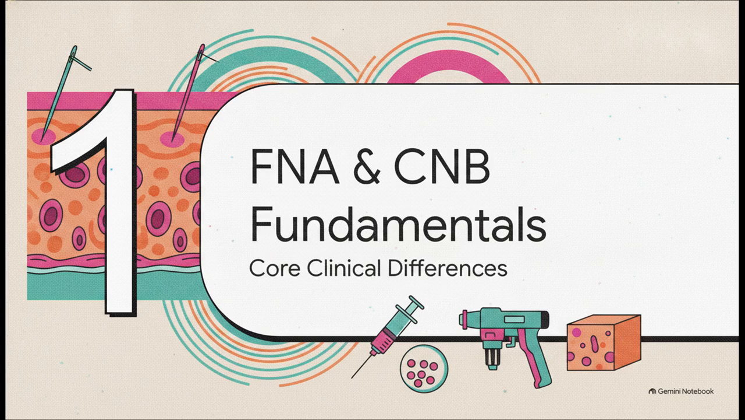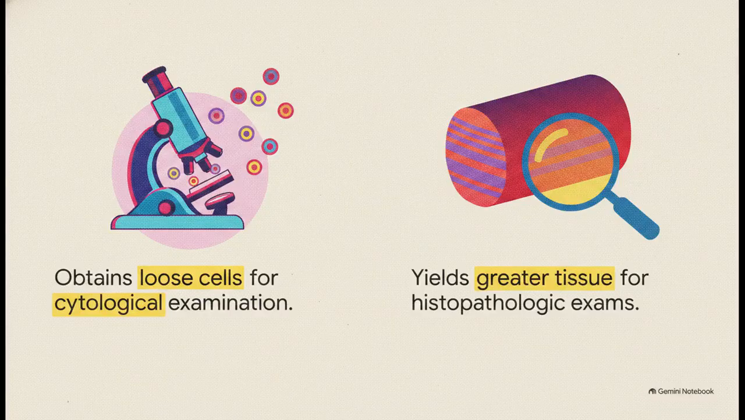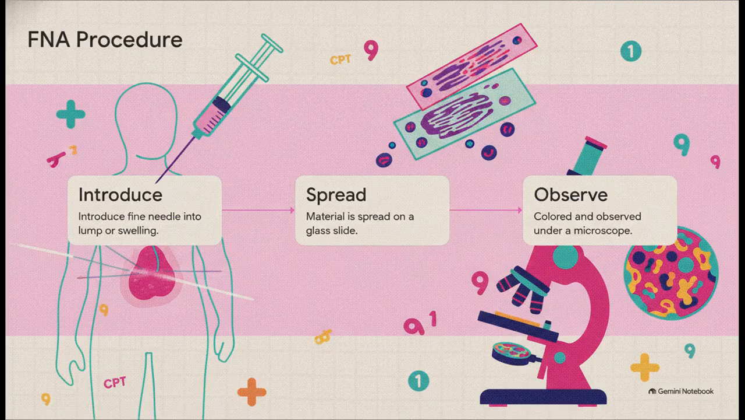All right, Section 1, FNA and CNB fundamentals, looking at the core clinical differences. When you're staring down clinical documentation, you really have to pinpoint the primary goal of the test. A fine needle aspiration, or FNA, is designed to pull out pellets of a loose cellular suspension. The lab uses this for a cytological examination, which basically means they are just looking at individual loose cells. On the flip side, a core needle biopsy, or CNB, gives you a significantly larger amount of tissue. This is for a histopathological investigation. The pathologist isn't just looking at floating cells here, they're actually studying the physical structure and layout of the diseased tissue.